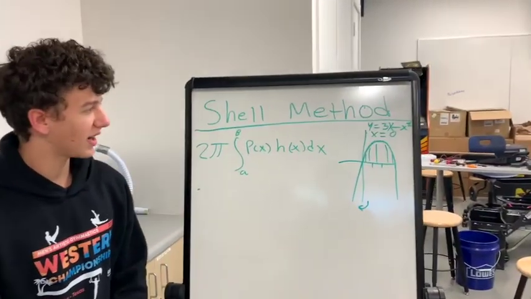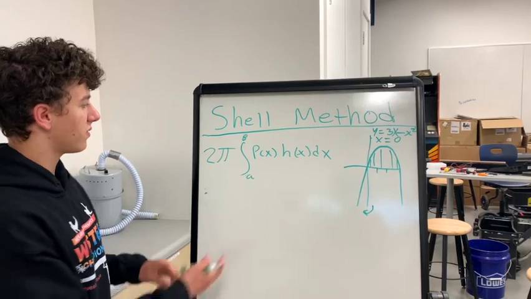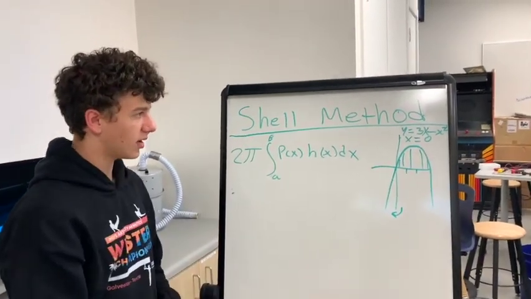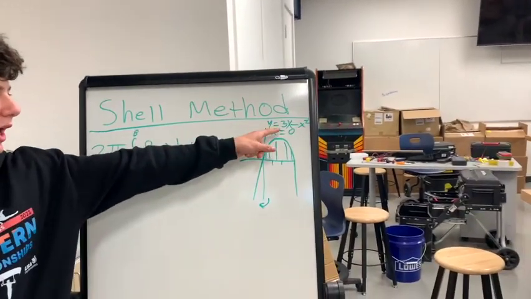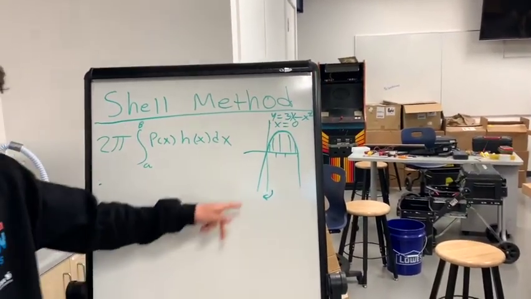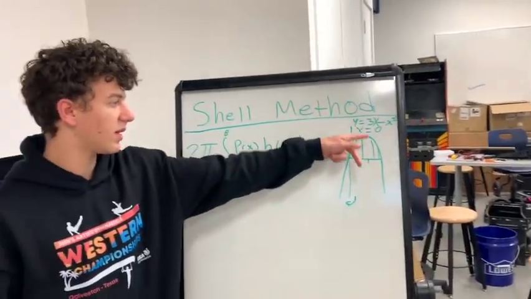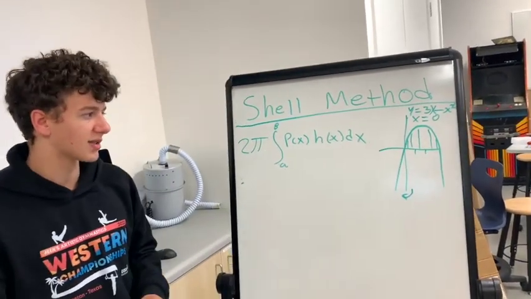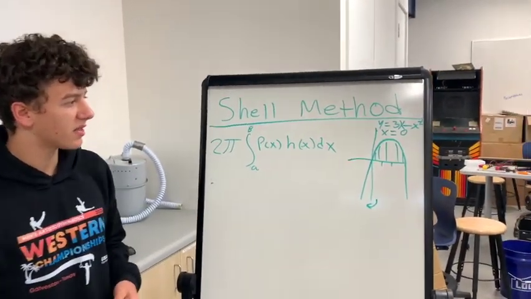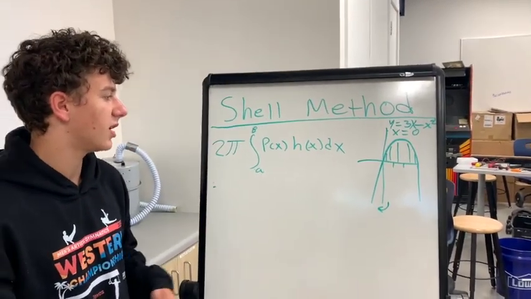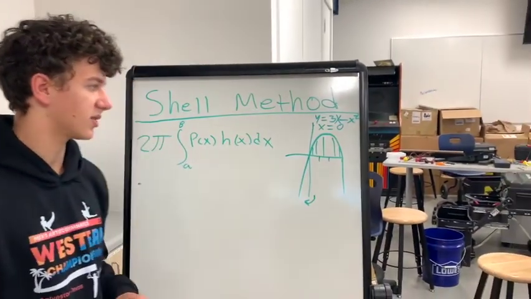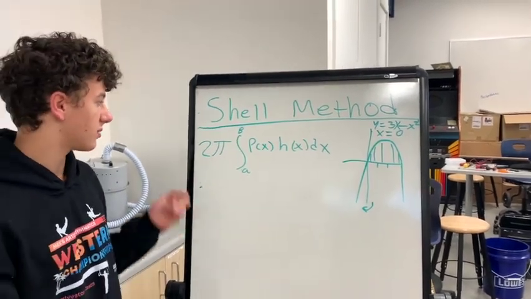So let's try a practice problem here. We have our formula, and we'll be ready to set it up. So let's look at our practice problem. We have two lines. We have y equals 3x minus x squared, which we can see is this parabola, and we have x equals 0, which is the y-axis. Now, we want to find the area in between those two curves, and we want to rotate it about the y-axis.